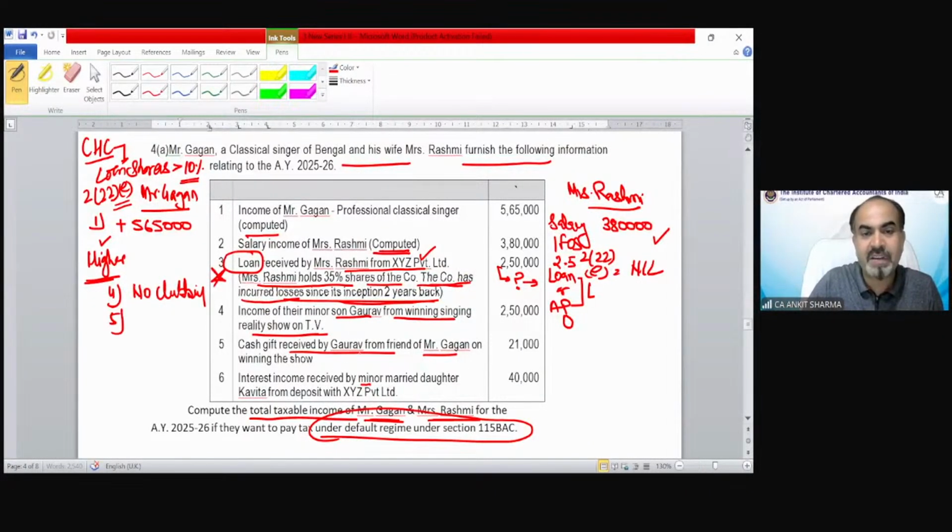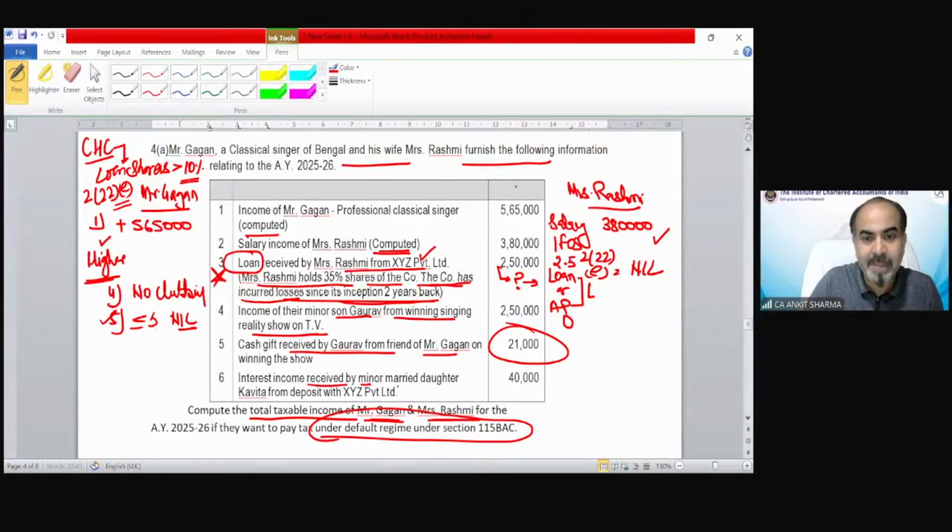Then cash gift received by Gaurav from a friend of Mr. Gagan on winning the show. So that could be taxable, but the amount is less than 50,000. Under income from other sources, it should be more than 50,000. So it's up to 50,000, that's why that is not going to be taxed. No taxability in case of point number 5 also.